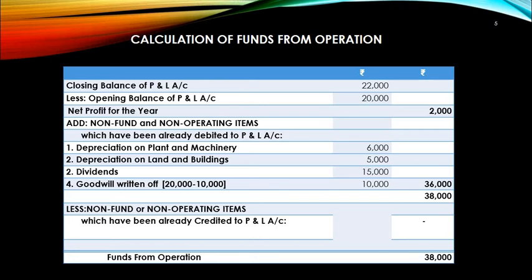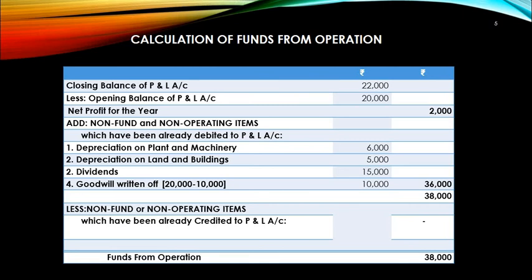To that 2,000 you need to add non-fund and non-operating items which have been already debited to P&L account. What are those? Depreciation on plant and machinery rupees 6,000, depreciation on land and building 5,000, the dividends 15,000, and goodwill written off. That means 20,000 minus 10,000 of the previous and current year balances, so 10,000. When you add that total, you will get 36,000. So 36,000 plus 2,000 is 38,000.